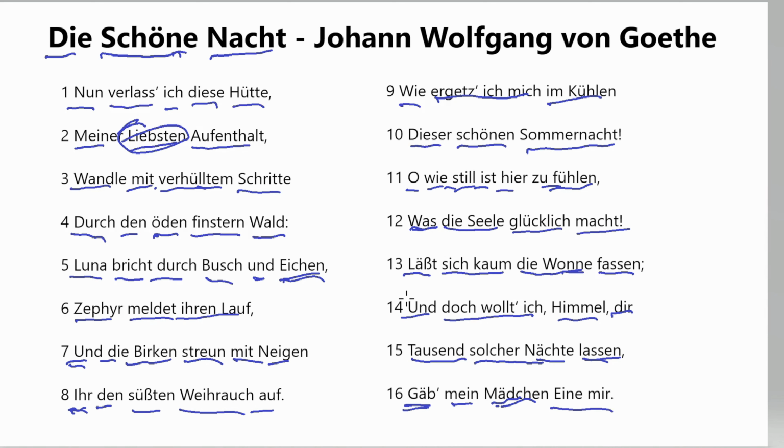So let's start at line 14 again. And actually I wanted, heavens, to leave thousands of these nights with you, were my girl to give one to me. So that is the end of the poem.